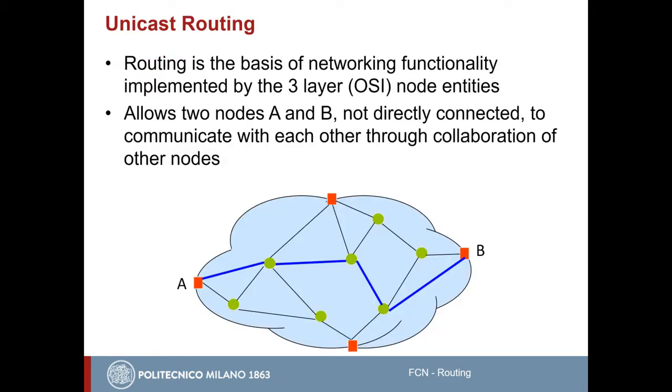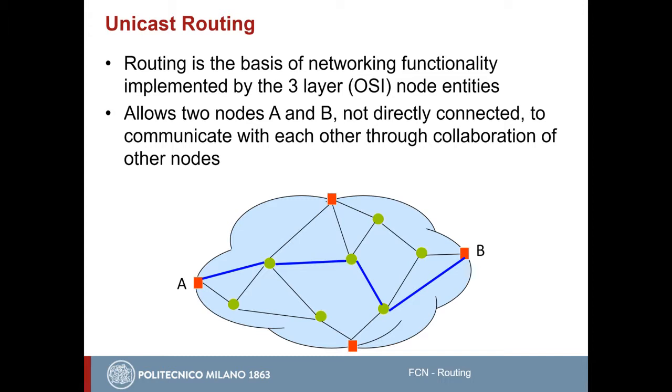So what is routing? Here we are focusing only on unicast routing. Multicast routing is out of the scope of this course, but it exists anyway. It is the basis of layer 3 functionality. As you know, in layer 3, the network must be able to carry packets from a source to a destination through a set of hops or a set of nodes, when the source and the destination are not directly connected. So we are talking about connectivity at layer 3.